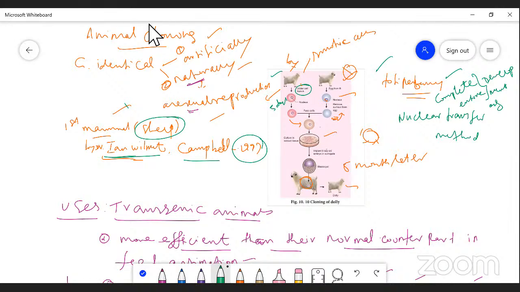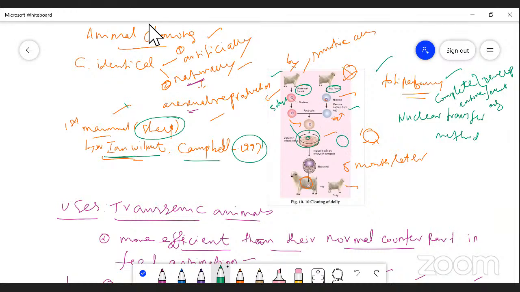Later, the ovum is removed from another sheep. The ovum consists of what? The nucleus is present. The nucleus is removed from this ovum. After removal of the nucleus from the ovum, it's called an enucleated egg. The enucleated ovum is placed in a culture vessel. Then the udder cell is also added. The outer membrane of the udder cell, the mammary gland cell, was ruptured, allowing the ovum to surround the nucleus.